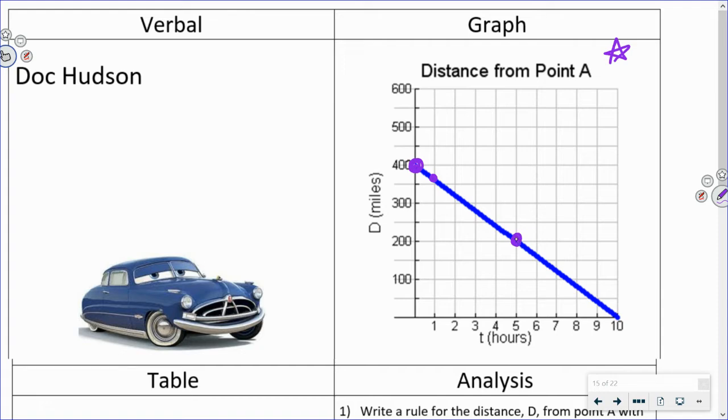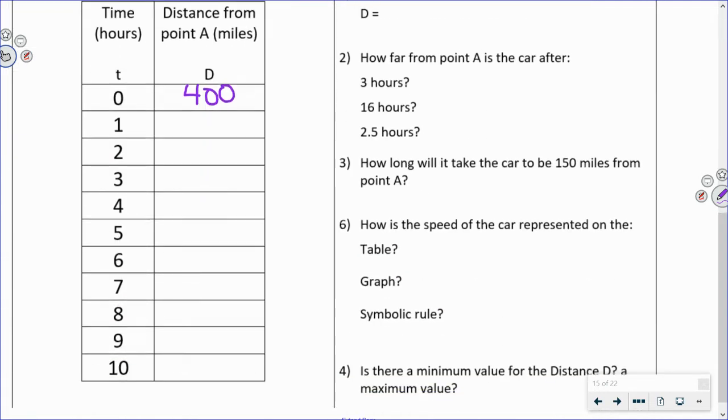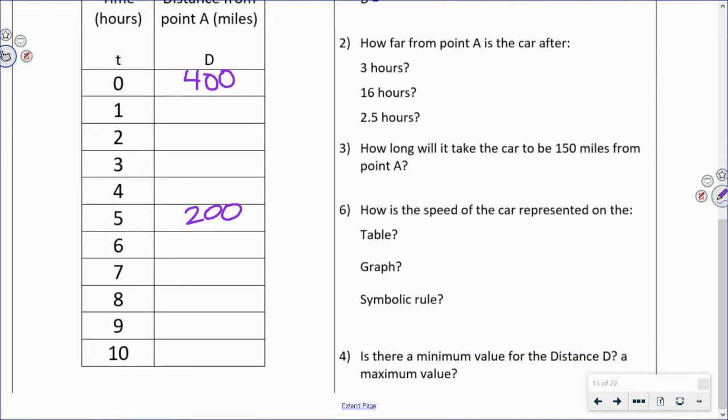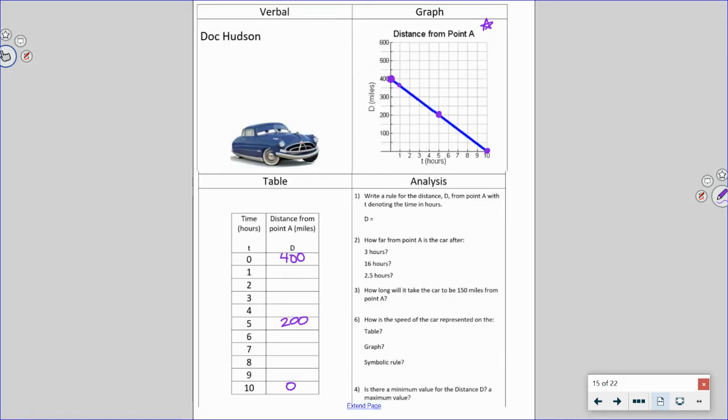5 hours, 200 miles away. And I did notice one more nice point right there at the end. 10 hours, 0 miles away. So look, ladies and gents, what we do, we now have a rise and a run. We have some mystery points in the middle, but there's no mystery about this.